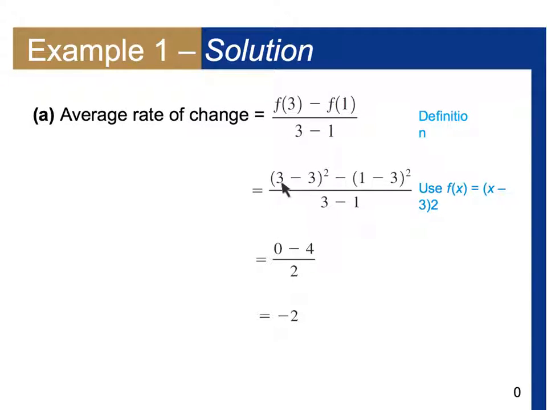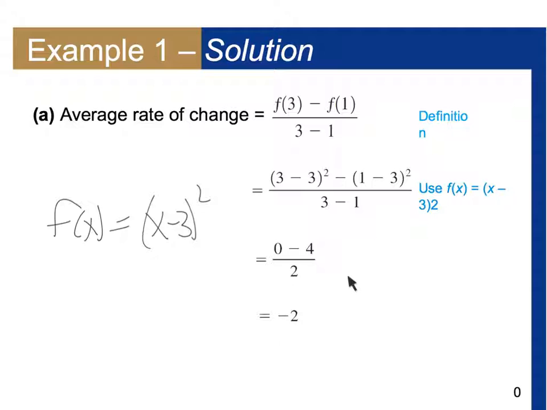So f of 3 is 3 minus 3 squared. Remember, our function is f of x equals x minus 3 squared. So we're plugging into that function. So we plug in 3 to our function, we get 3 minus 3 squared. And then we plug in 1 to our function, we get 1 minus 3 squared. This is just 0. And then minus, this is 2 squared. So 0 minus 4. And then 3 minus 1 is 2. We're looking at our change in x there. So minus 4 over 2 is minus 2.